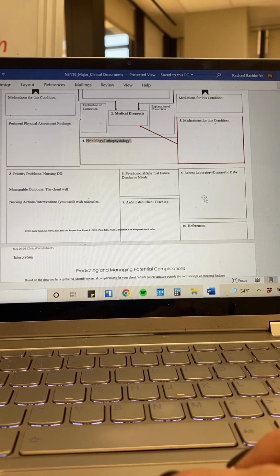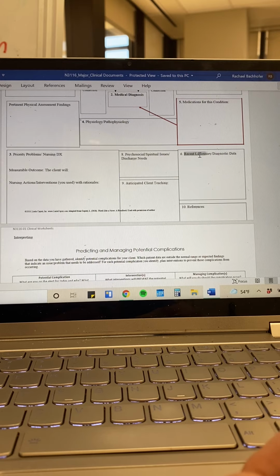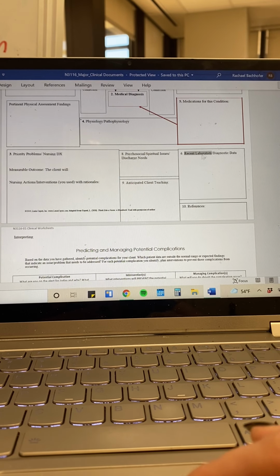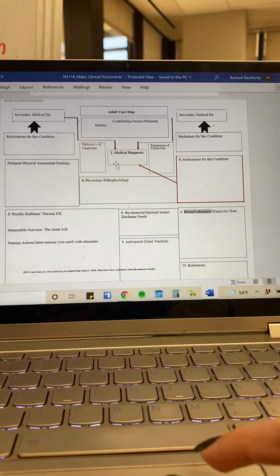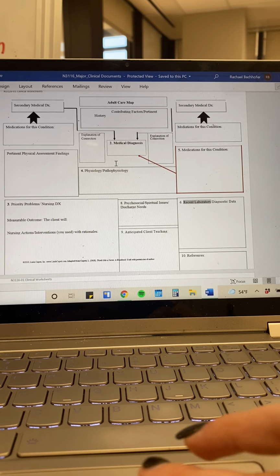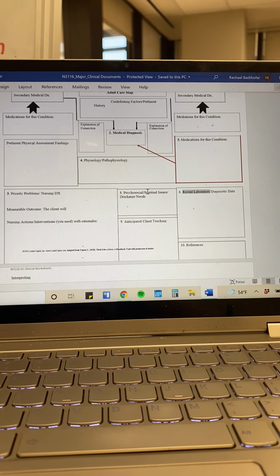From there, everything else is pretty simple. I didn't even write it down on the board. Box 6 is your recent lab and diagnostic data. Box 7, there's not a box 7. There's box 8 with your psychosocial and discharge needs.